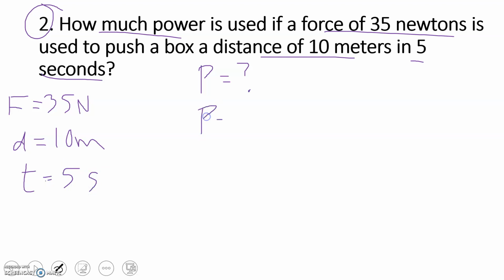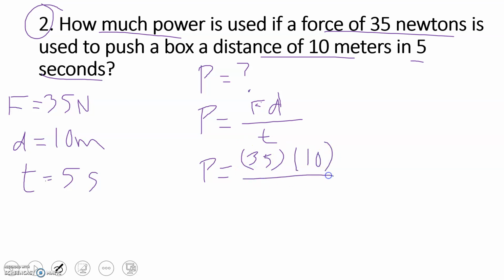Okay, so I'm going to be using the same formula as last time. So power is equal to the work divided by the time, and work again was force times distance, divided by time. Then you plug in, so power equals, the force was 35 times the distance was 10, all divided by 5. So go ahead and simplify with your calculator. You do 35 times 10 divided by 5 should give you 70. We're solving for power. Power is in watts, so 70 watts.